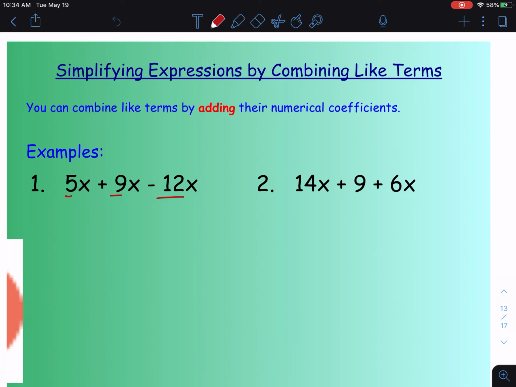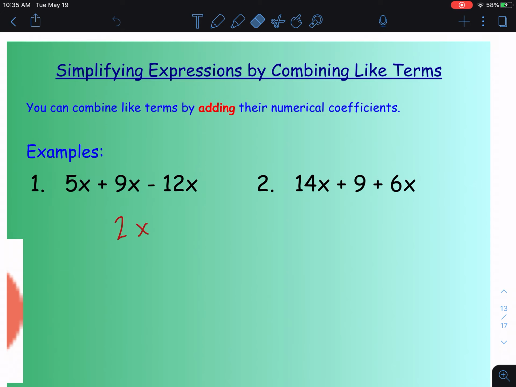We have 5 plus 9 minus 12, and you can plug that into your calculator. 5 plus 9 minus 12, and you're going to get 2, positive 2x, because you can't drop the coefficient there. That x goes with everything, so it's 2x.